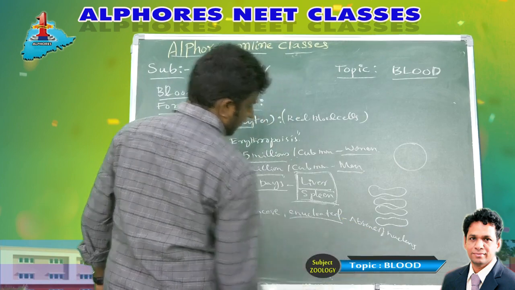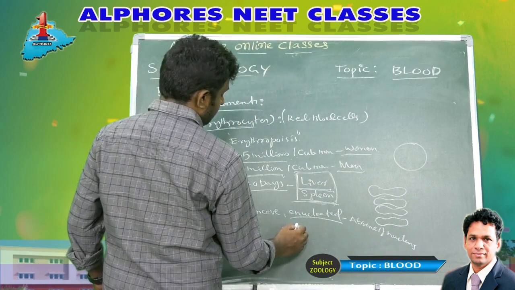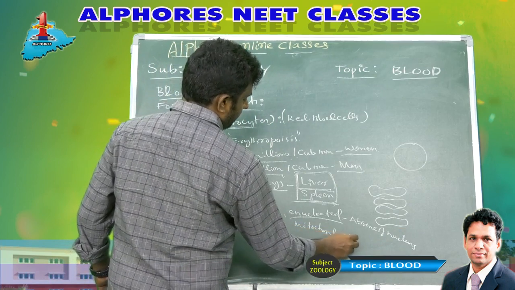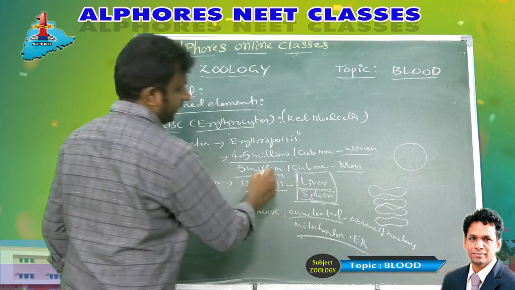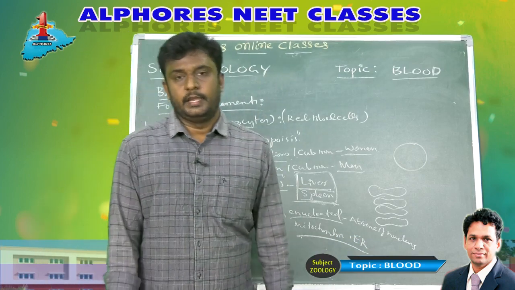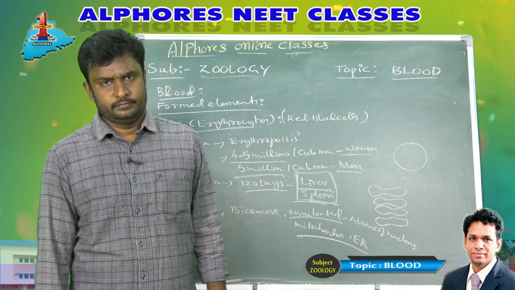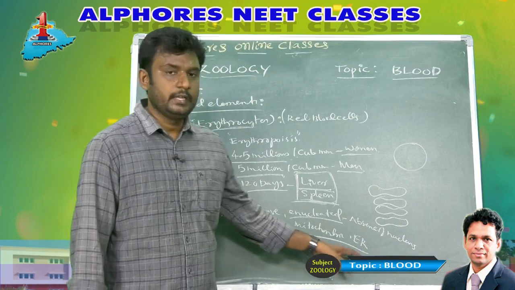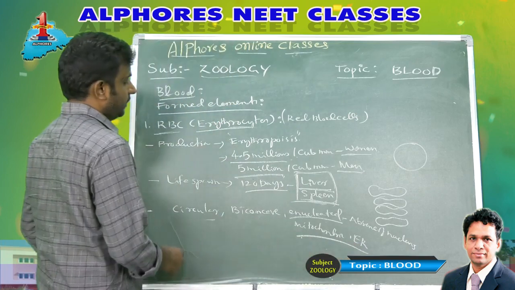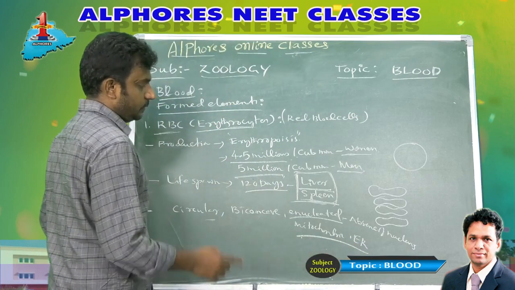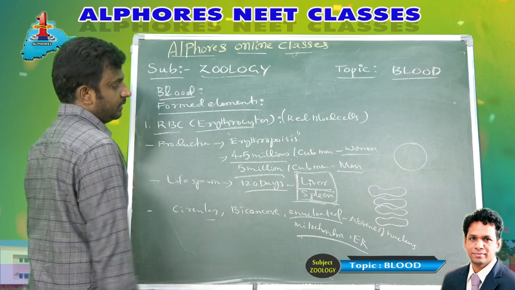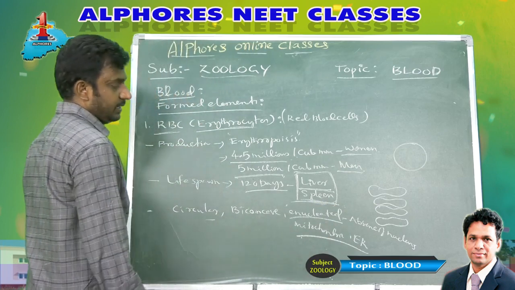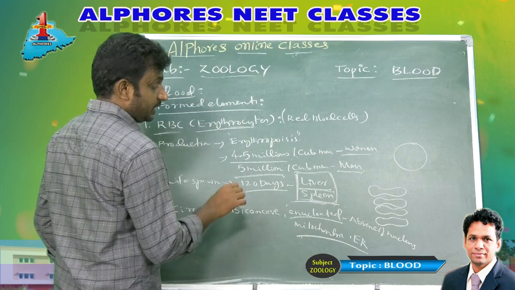So the nucleus is absent. Not only the nucleus, they are also without mitochondria and endoplasmic reticulum. The nucleus and some cell organelles like mitochondria and ER are absent in RBCs. But only in human beings, in mammals, are RBCs enucleated. In fishes, amphibians, reptiles, and aves, RBCs are nucleated.